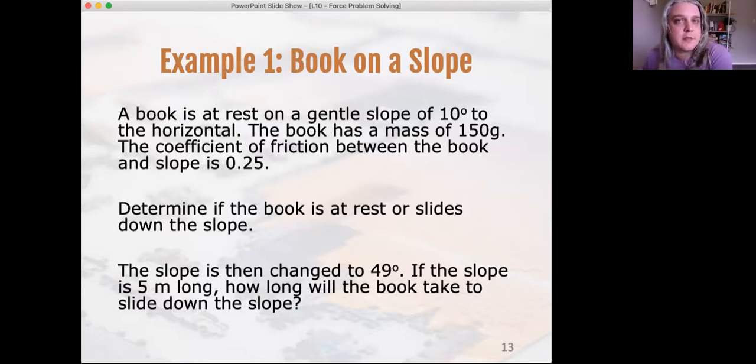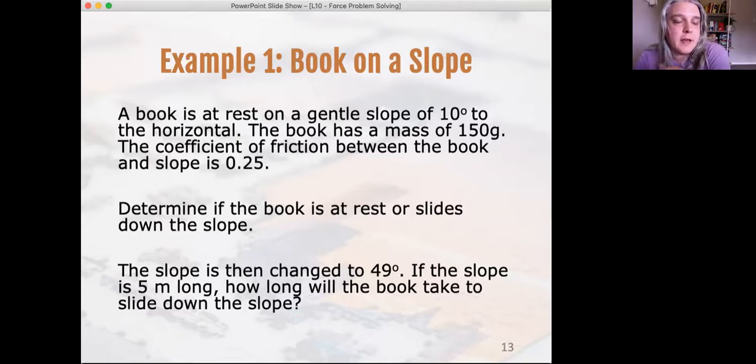I'm going to work through all of this. Don't worry, this isn't my solution. I'm not just going to talk in the little corner video up in here. I am going to work through this all. But I've just been thinking through some of this already as I read the question. The first part of the question then is, does the book slide down the slope or is it at rest?